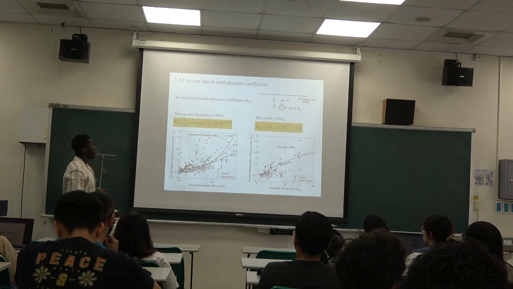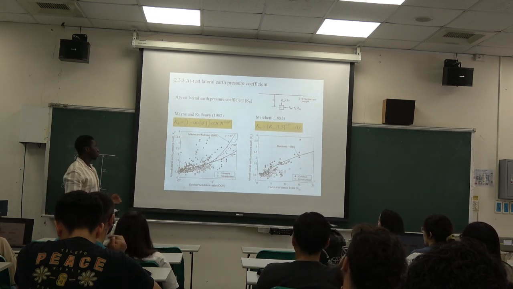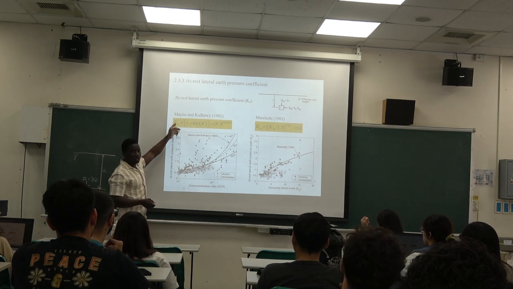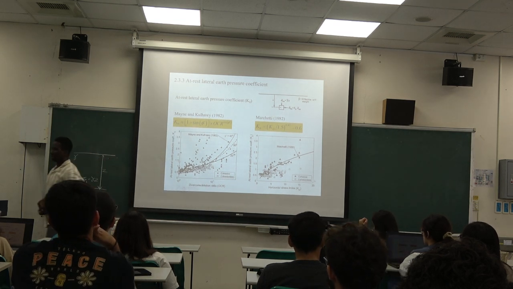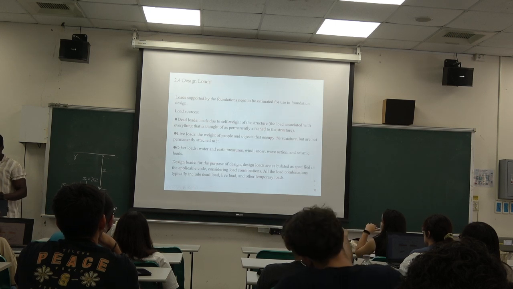Okay, so typically we will use these values also a lot. Apart from the phi, the SU value, for foundation design you will also use a lot of these K0 horizontal values. Okay?